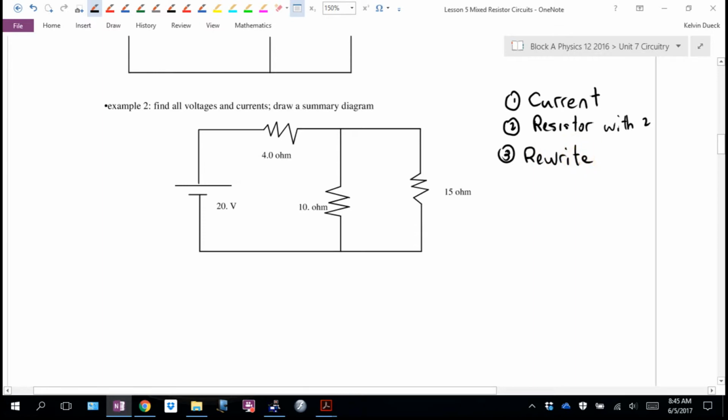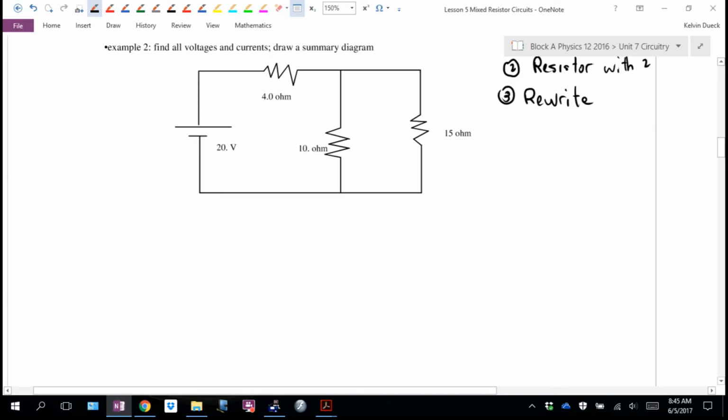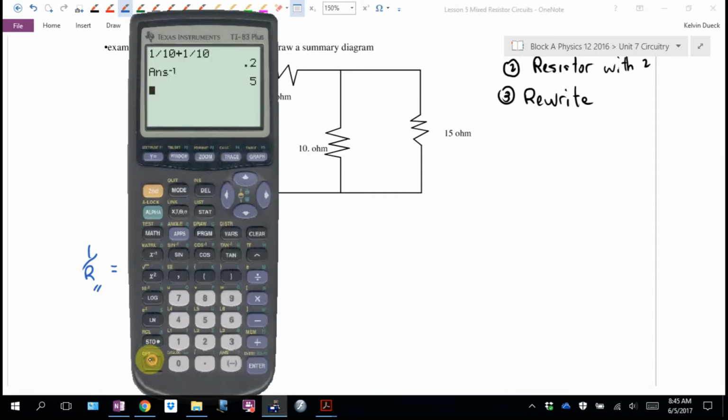My final resort is to rewrite the circuit. Which resistors are in parallel? 10 and 15. So I'm going to go like this. And if you're wondering how much work I look for on a test, I would look for this part jotted down somewhere. I would give you 1 mark if I saw 1 over R parallel equals 1 over 10 plus 1 over 15, and then an arrow pointing R parallel equals what? 1 divided by 10 plus 1 divided by 15.